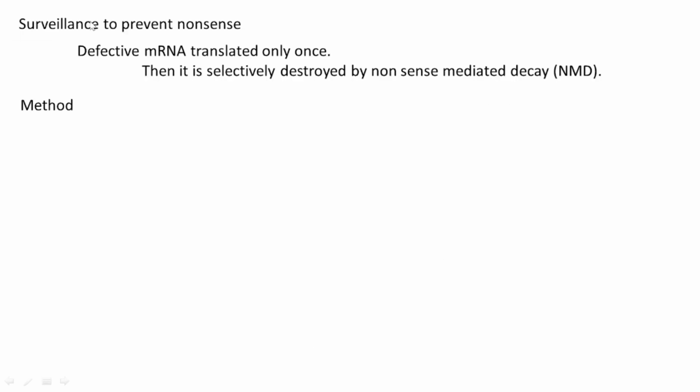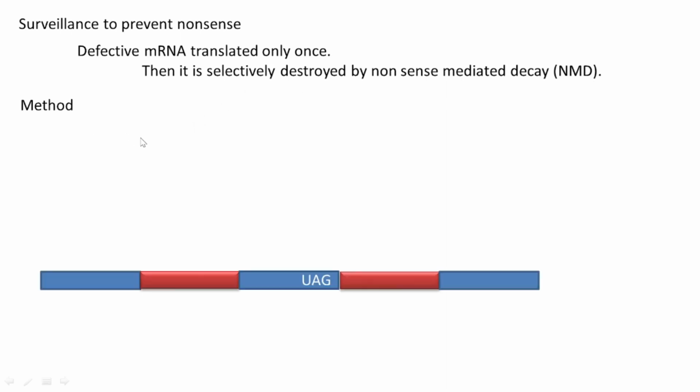Then there exists a surveillance system to prevent the nonsense. Because of that, the defective mRNA gets translated only once. After that, it gets destroyed. It is selectively destroyed by a pathway called nonsense mediated decay, NMD. Then we are going to see that method.